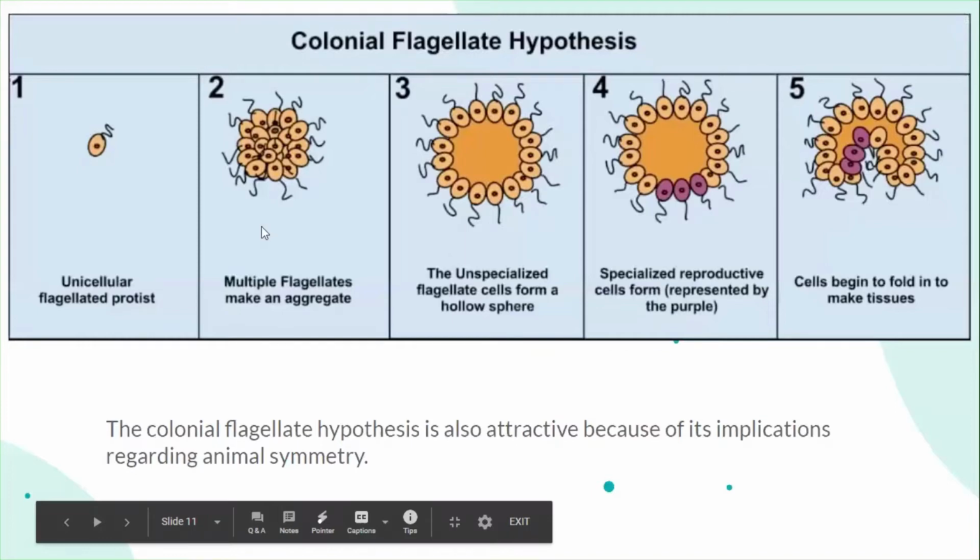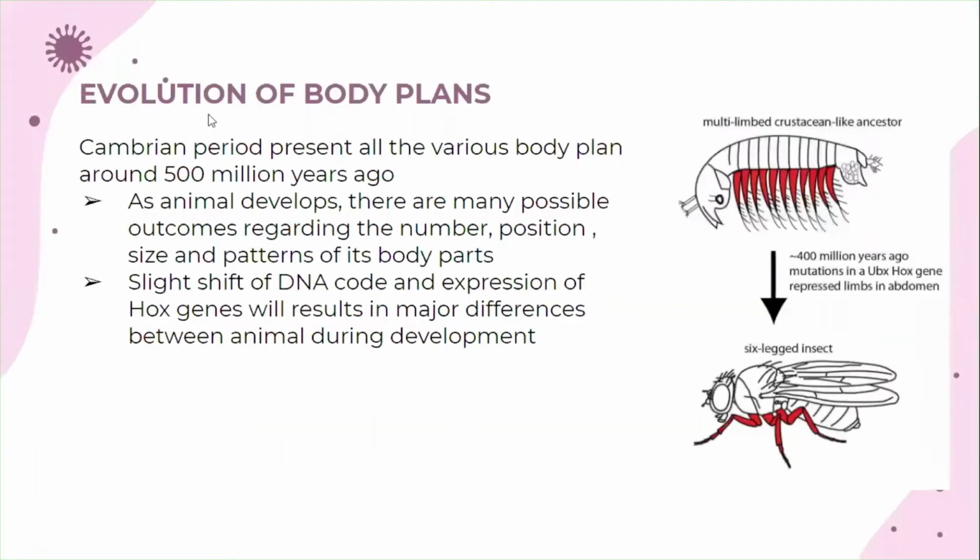Okay. Then we go with the evolution of body plans. Cambrian period presents all the various body plans around 500 million years ago. Okay, as animals develop, there are many possible outcomes regarding the number, position, size, and pattern of its body parts.